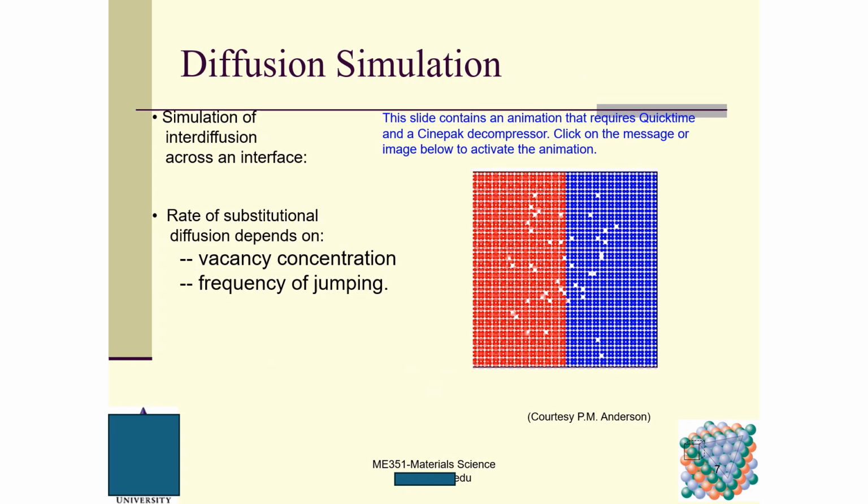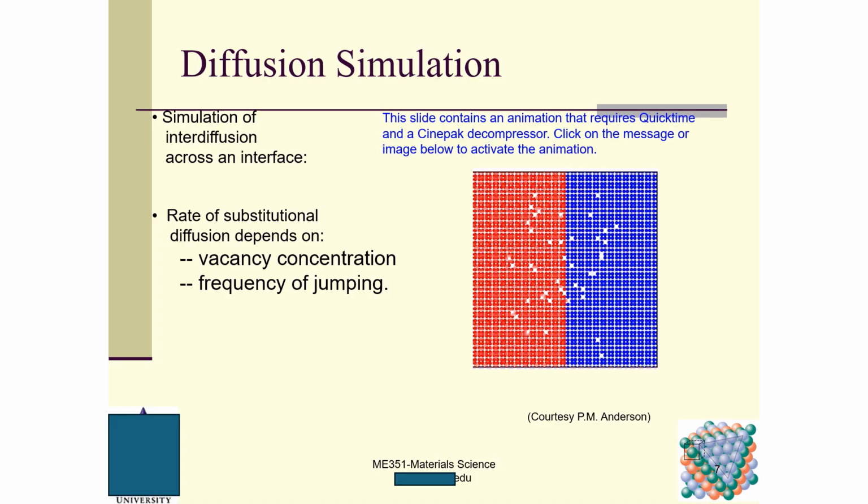So here is a diffusion simulation, the simulation of interdiffusion across the interface. So this is the interface. Here is a bunch of item A, and here a bunch of item B. We call this slide, and I'm sorry, this one is copied from Professor Anderson's book, and this slide contains animation that requires QuickTime and the Cinepak compressor. Click on the message or image below to activate the animation.